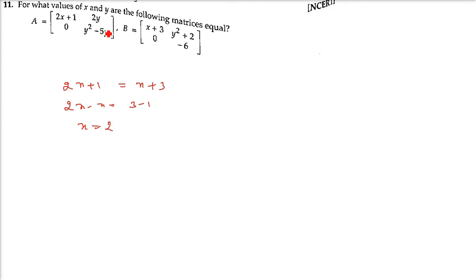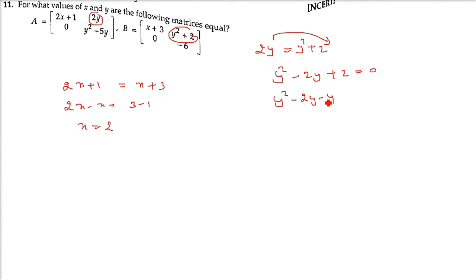Now coming to y, we will get two equations here. One is 2y equals y square plus 2. I am just making it a quadratic equation. So y square minus 2y plus 2 equals 0. I'll just stop here because I would like to tell you that there are two values which will come for y, and that will come from the second equation. But there is a catch here. I'll just show you what the catch is.